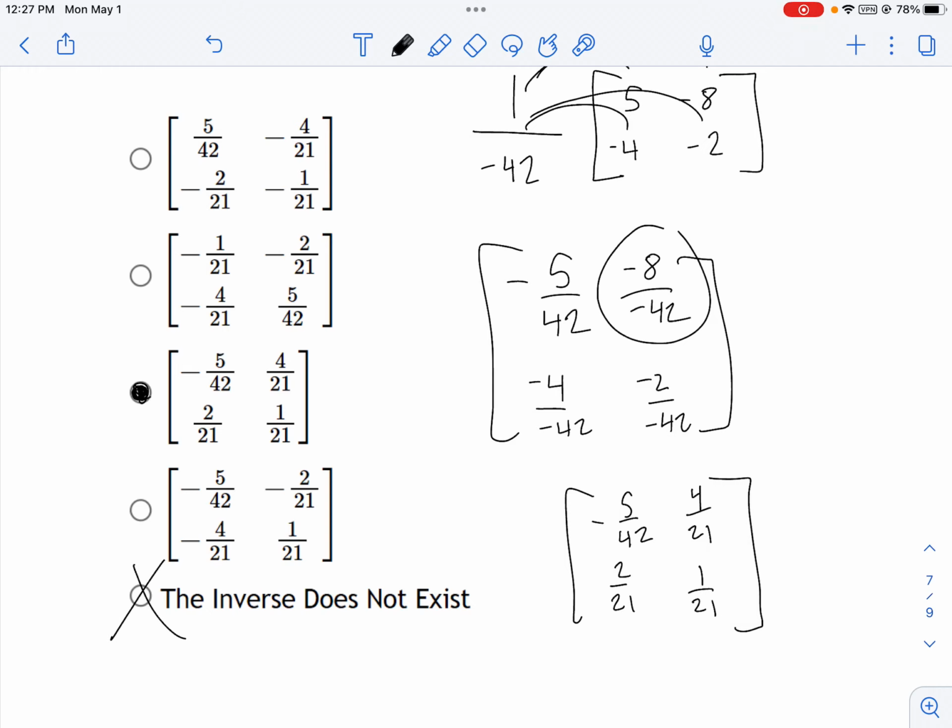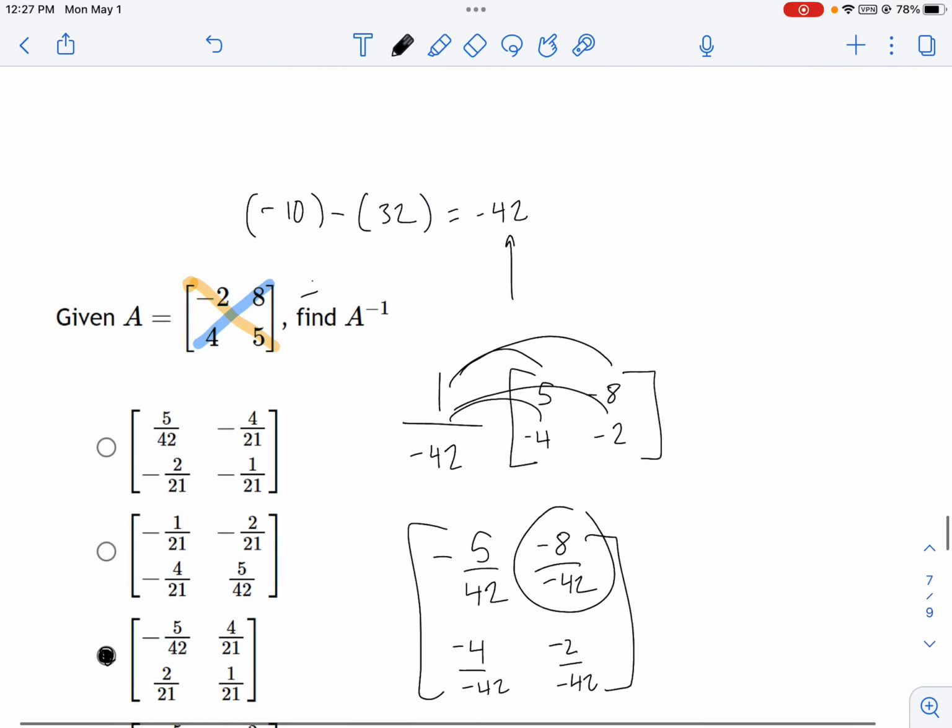Don't drop any negatives. All right, the biggest thing to remember is to switch the signs on the second diagonal and switch the places on the first diagonal. All right, that is all there is to it.